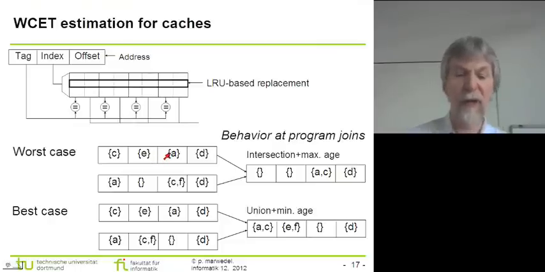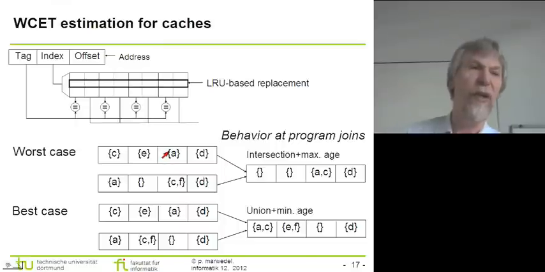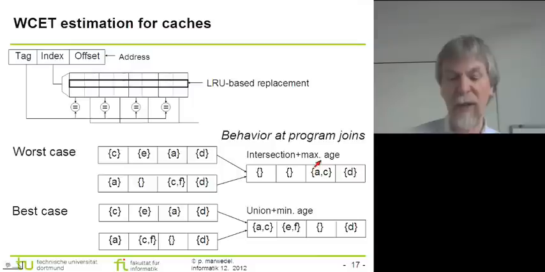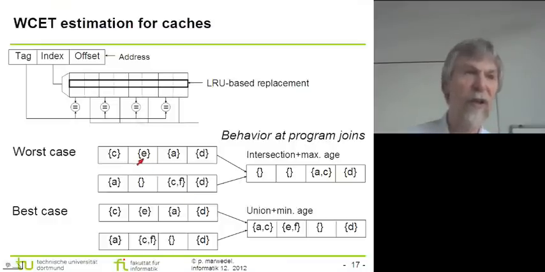With variable A, we have similar information. We know that after such a program join, it will definitely be in the cache, but in the worst case, it is also in entry number 3. For variable E, we are not sure whether it will be in the cache at all. So in the worst case, it will not be in the cache.